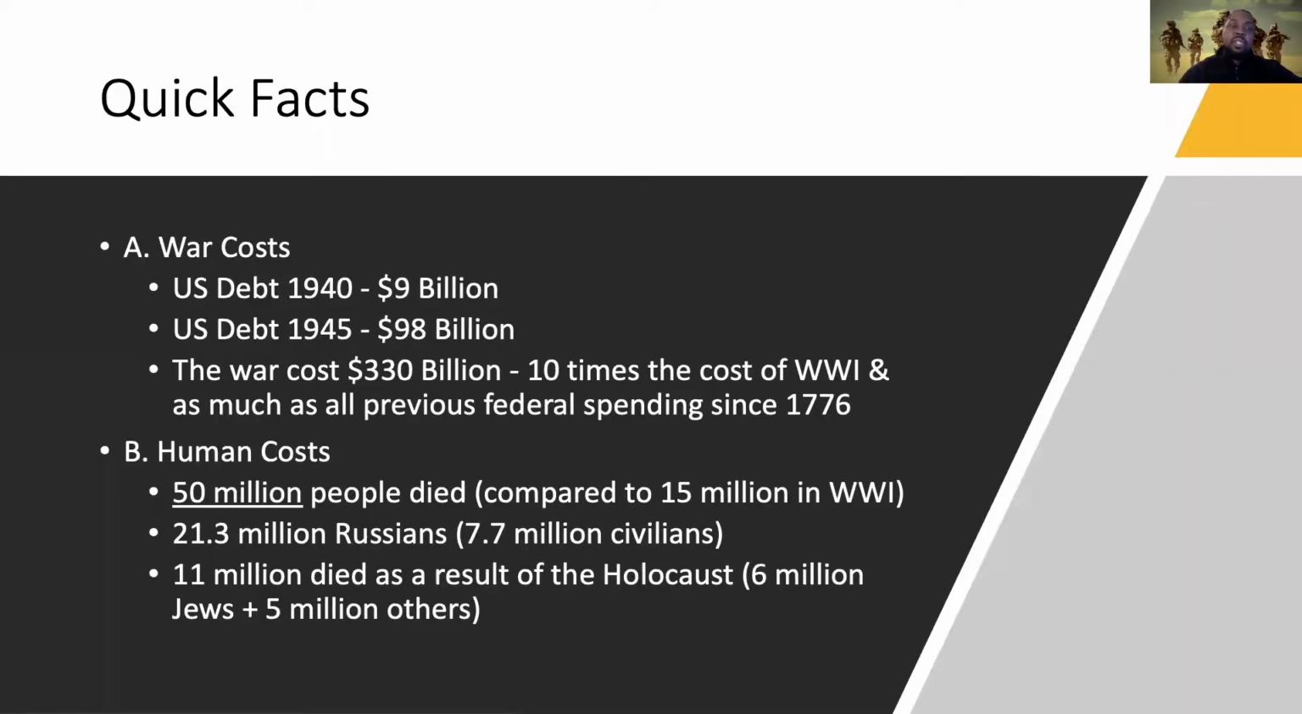And here are just a few quick facts about World War II. The first one being the war costs. The U.S. debt in 1940 was 9 billion, and the U.S. debt in 1945 rose all the way up to 98 billion. That was toward the end of the war. So the war cost 330 billion, 10 times the cost of World War One, and as much as all previous federal spending since 1776. Now, 1776, I know you guys have seen that date before.